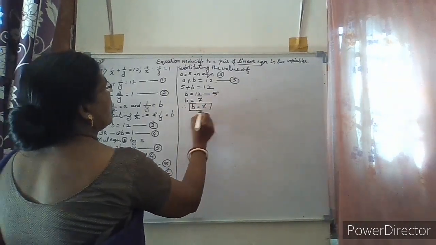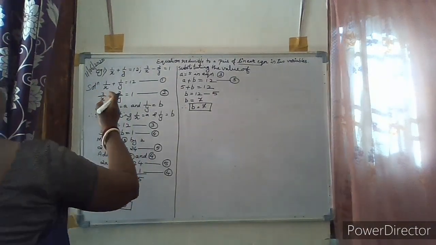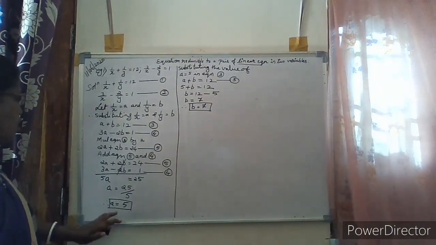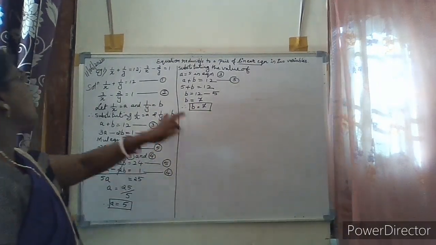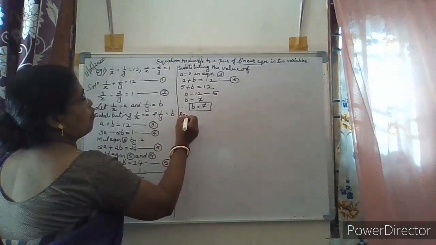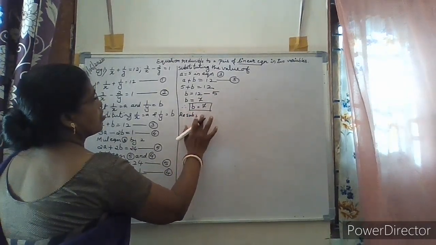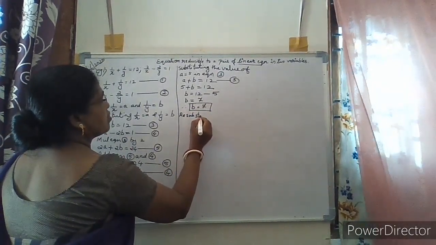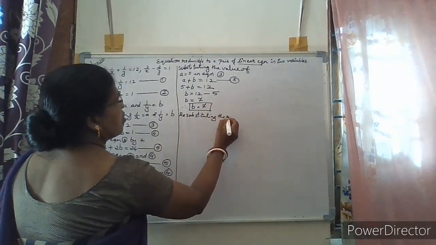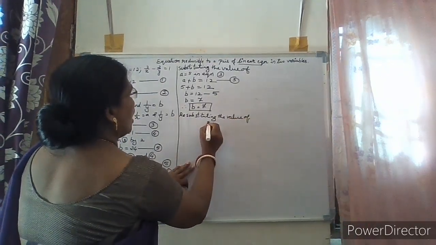Now actually we are solving this equation. We have to find the value of x and y. So now we will resubstitute the value of a and b to get the value of x and y.